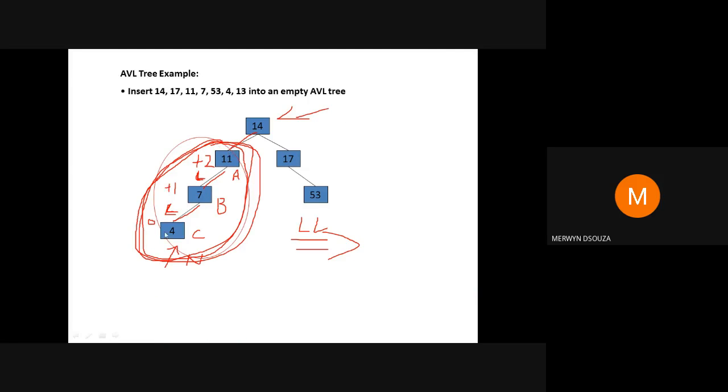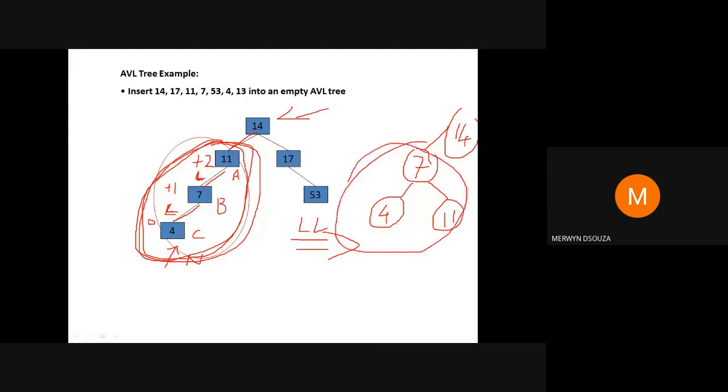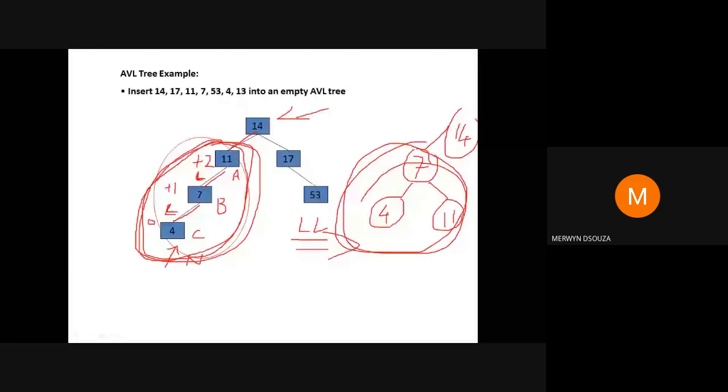I'm applying the rotation for these three nodes. B will be the root, so 7, it will look like this. 7, 4 will be on the left, and 11 will be on the right. Okay, and this portion I will attach to 14. Rest of the tree I will draw as it is. Only I am applying the rotation to this part like this.